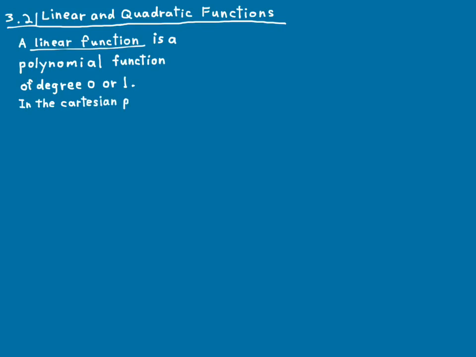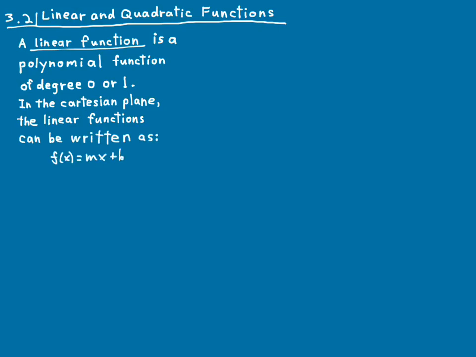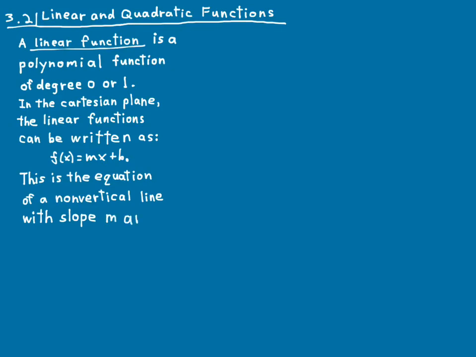Okay. In the Cartesian plane, that's the real plane, the linear functions can be written as f of x equals mx plus b. So you've all seen this before, I'm sure. So these are the linear functions. This is the equation of a non-vertical line with slope m and y-intercept b.